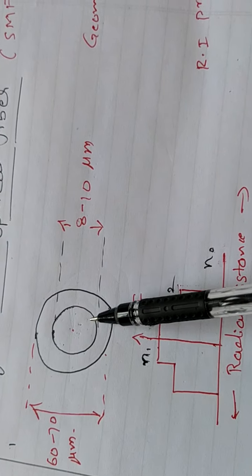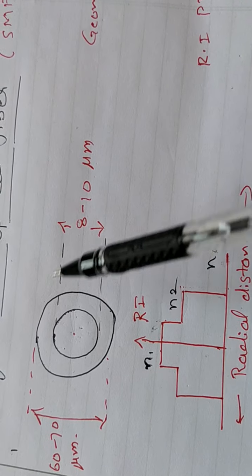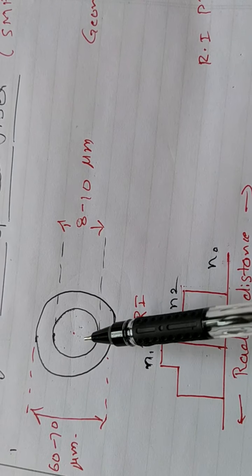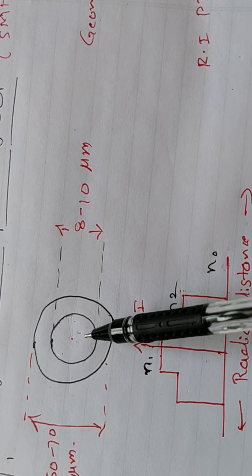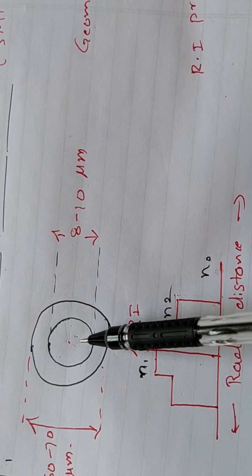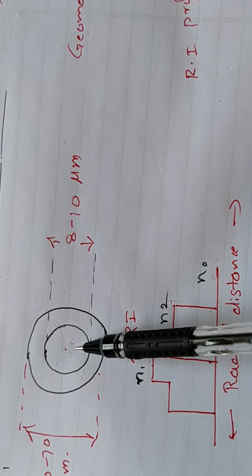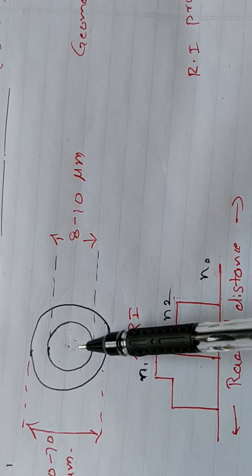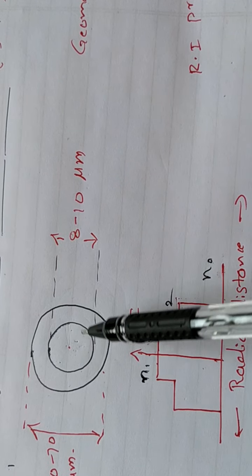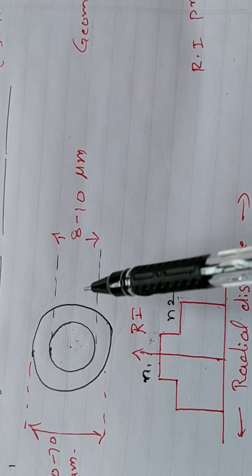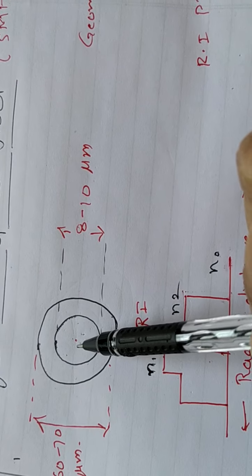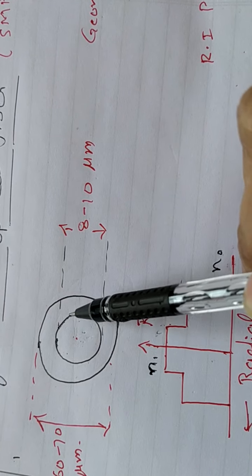What is splicing? Splicing is joining the two strands of the optical fiber. You know that optical fiber communication is based on total internal reflection. If somewhere in the middle light fails to undergo total internal reflection, then the signal stops there. That means if I want to join two optical fiber strands, core should be connected to core and cladding should be connected to cladding.